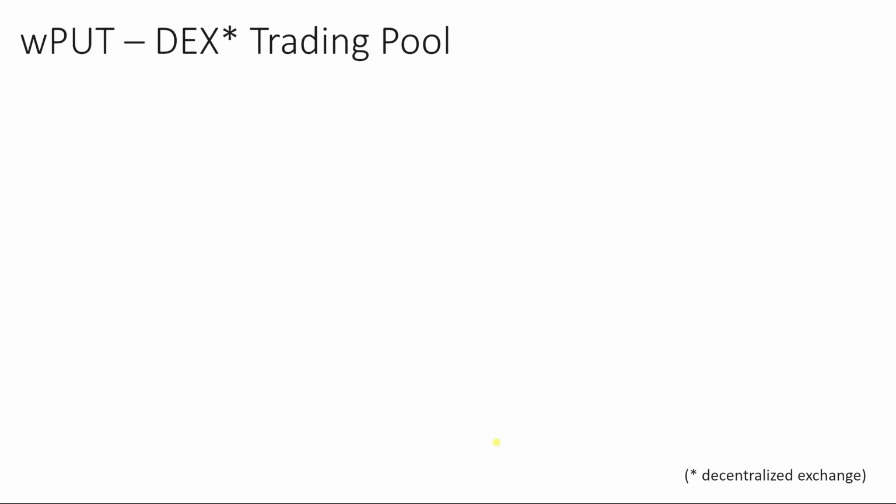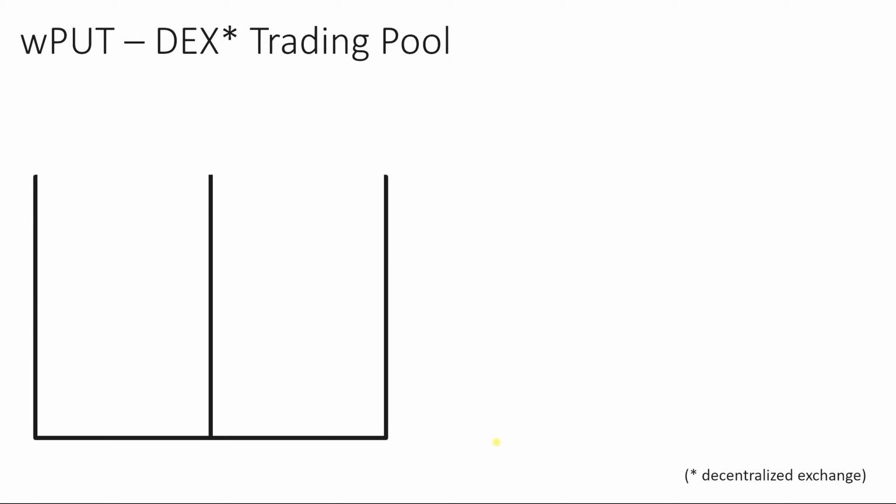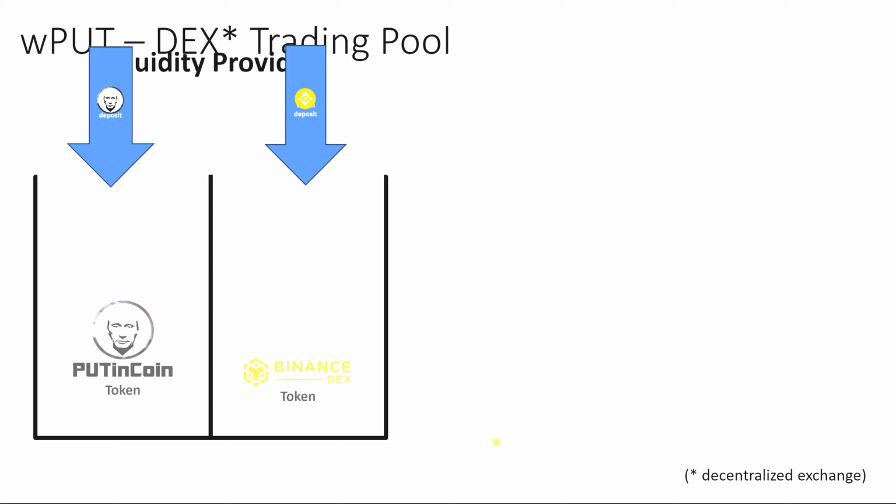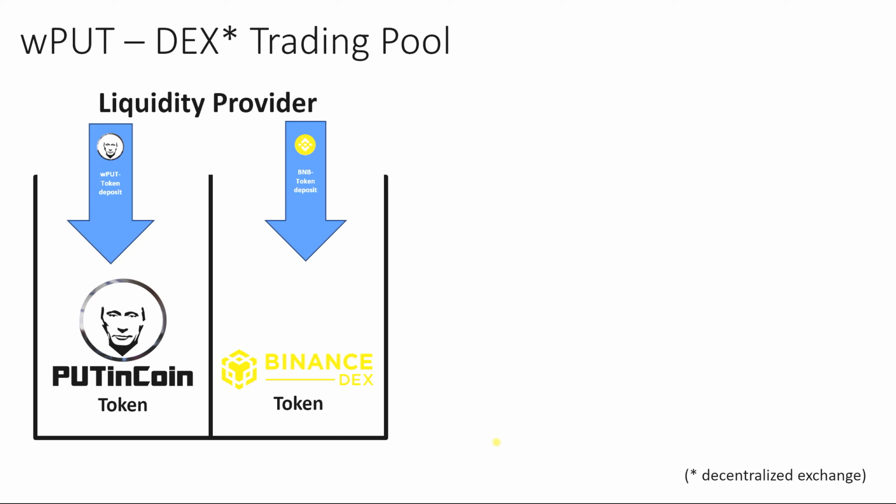To put it in a nutshell, a DEX trading pool mainly consists of two compartments where the liquidity providers put their liquidity. On the left-hand side they put one token, on the other side another token of the respective trading pair. Like in our case, liquidity providers put Putincoin tokens into the left compartment and Binance tokens into the right compartment, and enable people to trade Putincoin tokens against Binance coin tokens with this liquidity provision.